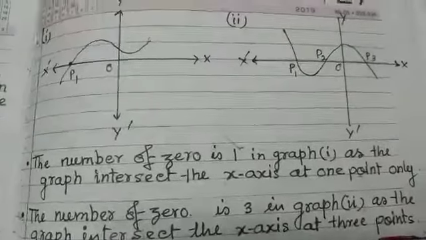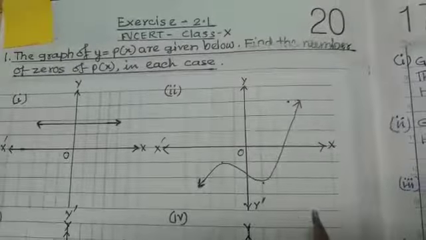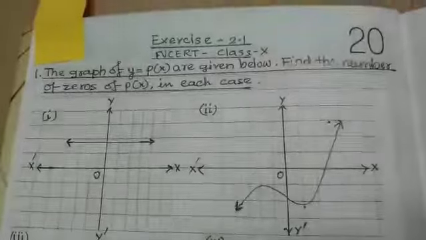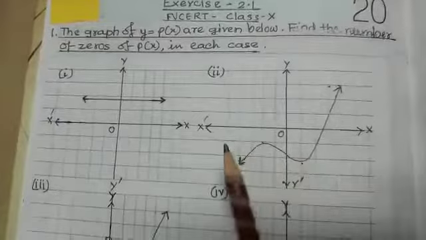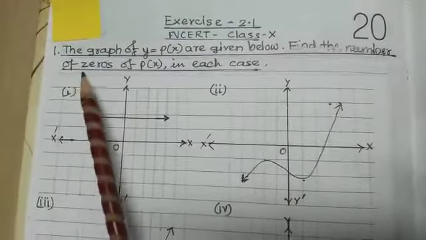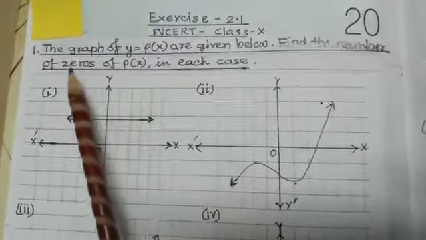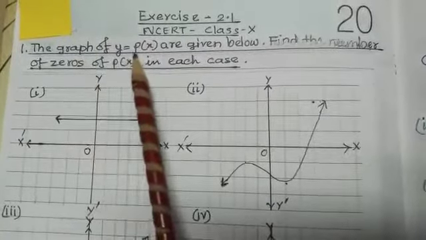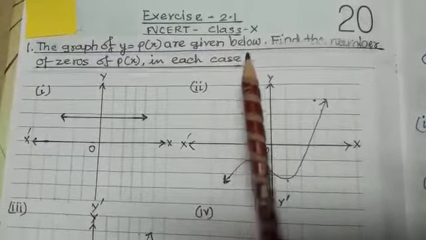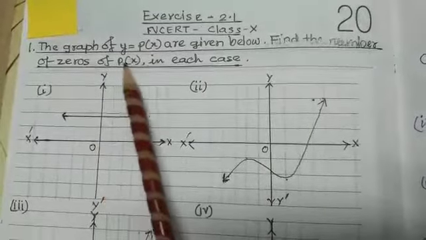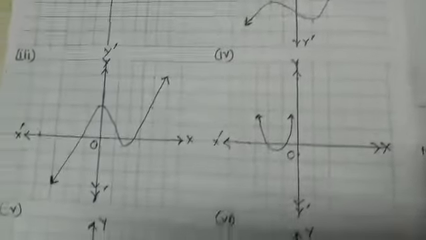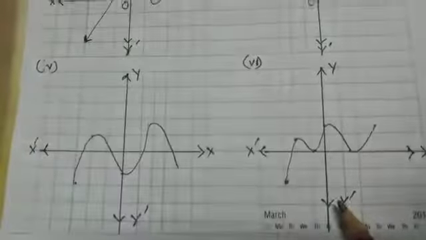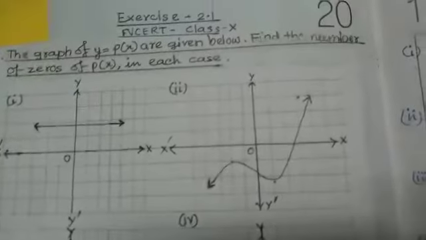Now we'll go to the next exercise. Actually, I am solving every question here without wasting time, because if I solve it while explaining, the time will be wasted. Now the graph of y equals p(x) is given below. Find the number of zeros of p(x) in each case. There are 6 graphs as given. It is Exercise 2.1, NCERT class 10.